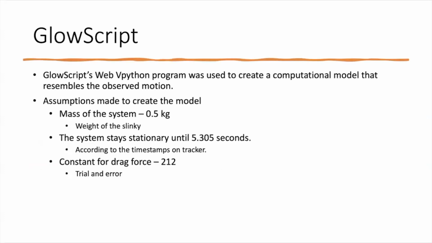Now to the code. GlowScript's WebVPython program was used to create a computational model that resembles the observed motion. Assumptions made were, first, the mass of the system is 0.5 kilograms, which is the average weight of a slinky. According to the internet, the system stays stationary until 5.305 seconds, according to time stamps on Tracker. And the constant for drag force is 212, which was derived by trial and error.